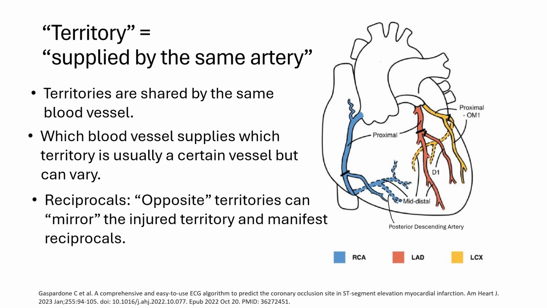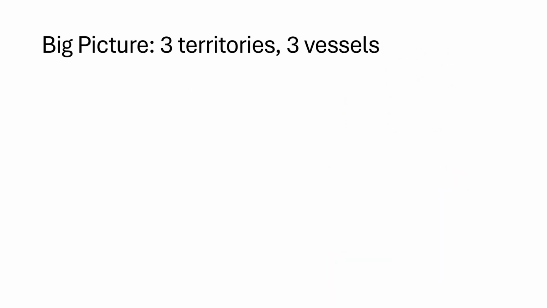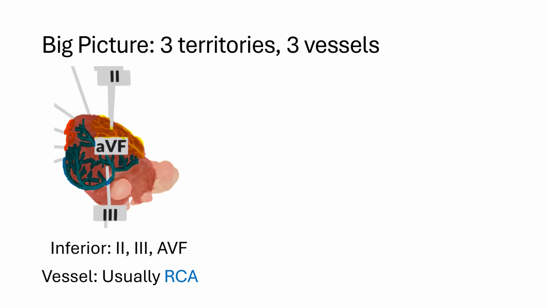Reciprocals happen when opposite territories mirror the injured territory. Big picture is that there are three territories and three vessels. The inferior territory is leads 2, 3, and AVF. The vessel is usually the right coronary artery.